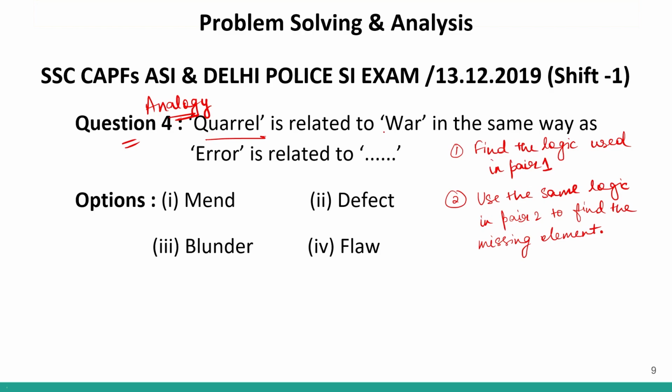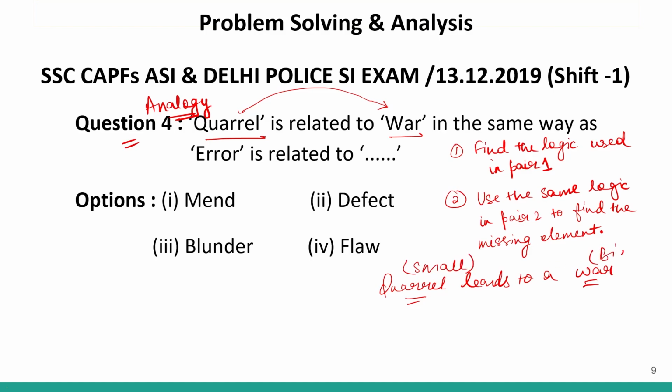Over here, the first pair is quarrel and war. Okay, so how is quarrel related to war? I can say quarrel leads to a war. So if you get a small quarrel, it can lead to a big war. This is a very small word and this is a very big word. So we are going from small to big. This is also a logic.